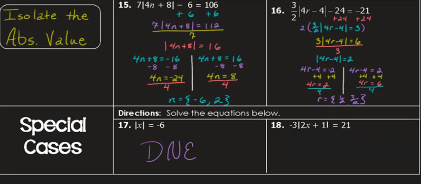Number 18, divide by 3, giving us absolute value of 2x plus 1 equals negative 7. It is not possible to take the absolute value of anything and get a negative 7. Again, this is DNE. Once you've isolated the absolute value bars, if you find an equation equal to a negative number, the answer will always be DNE. This concludes the notes for 2.3 absolute value.